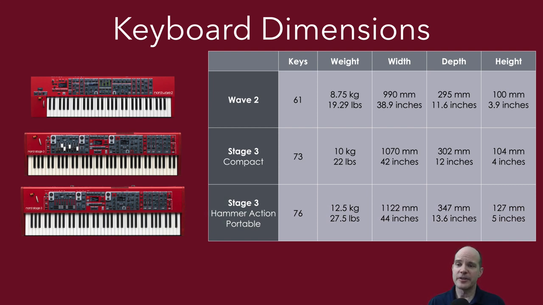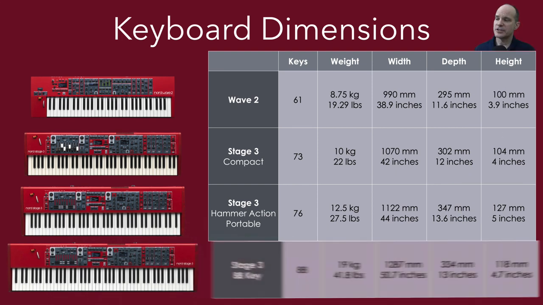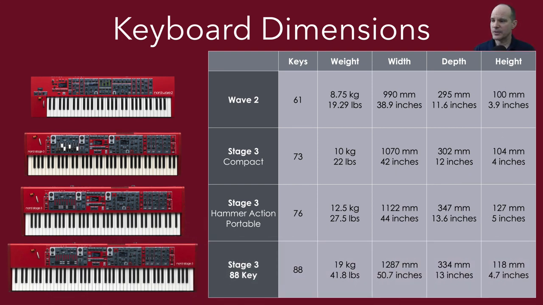Then we have the depth of 347 millimeters, or 13.6 inches. It's quite deep, actually, from front to back. Takes up quite a bit of room. And the height is 127 millimeters, 5 inches high. It's the tallest keyboard that we're comparing today, even taller than the almighty Nord Stage 3 88 key, which we'll take a look at now.